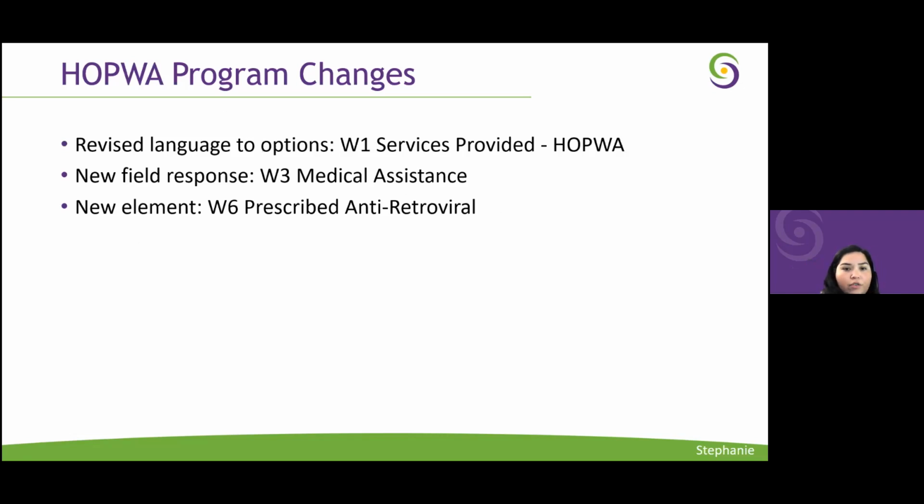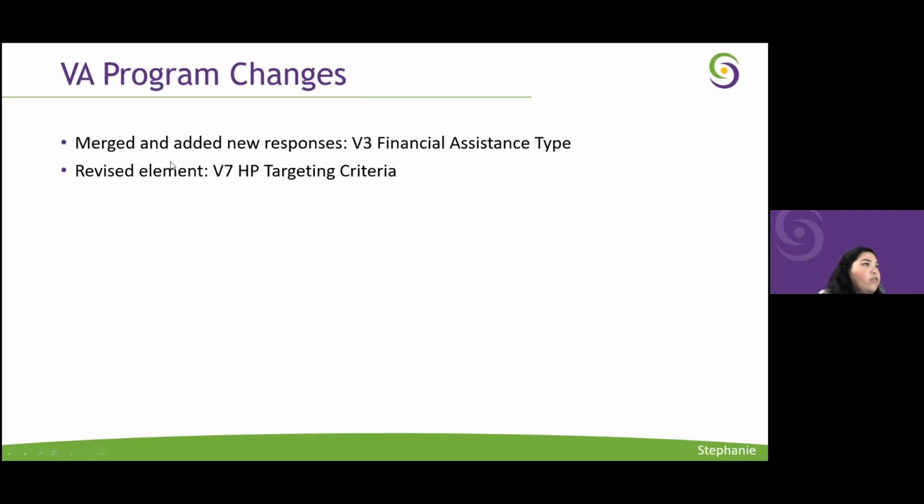So those are the new ones for HOPWA. And for VA, again, when you're choosing the financial assistance type, there's an option there that is asking general housing stability assistance, emergency supplies. So they're merging that together, and it's going to say general housing stability assistance. And then also they added food assistance as a type of service.